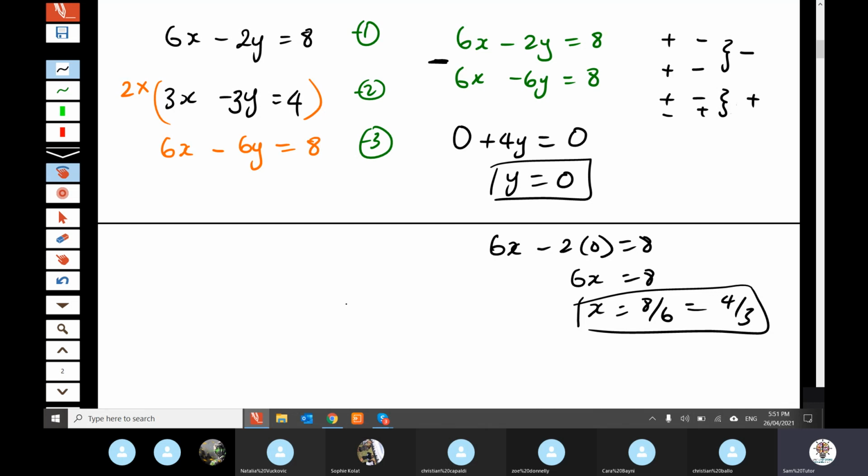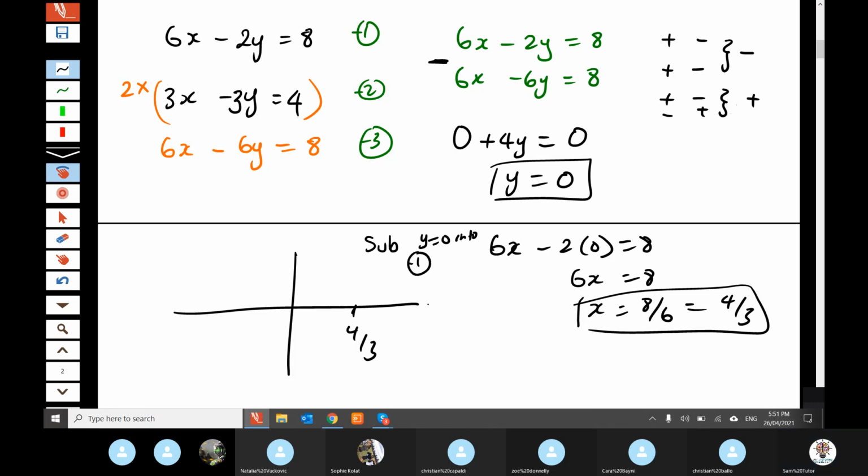Graphically, if we're going to talk about graphs, where is this? X is 4 over 3, right there. Wait, sorry, I'm just going back a bit. The 0 plus 4y equals 0. Do you agree with that line? How does it just go to 0? Do you agree with that line? Yep, I get that. But 4y equals 0. 4 times the number equals 0.